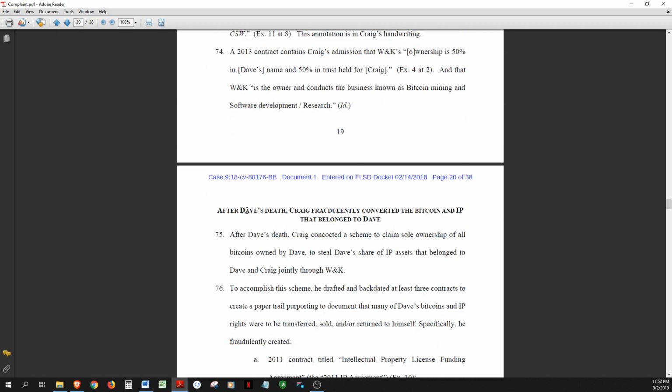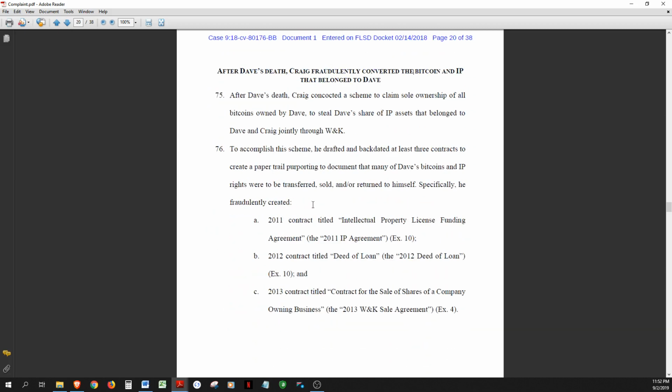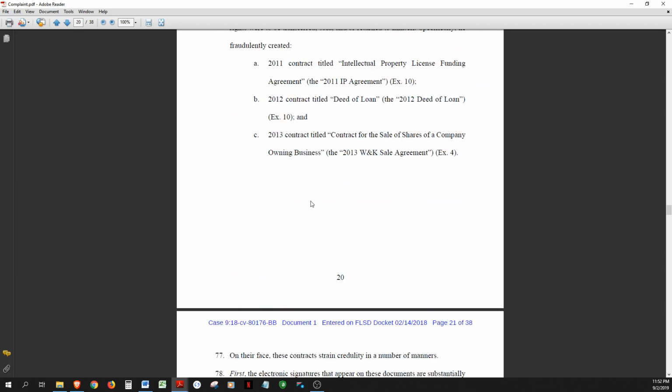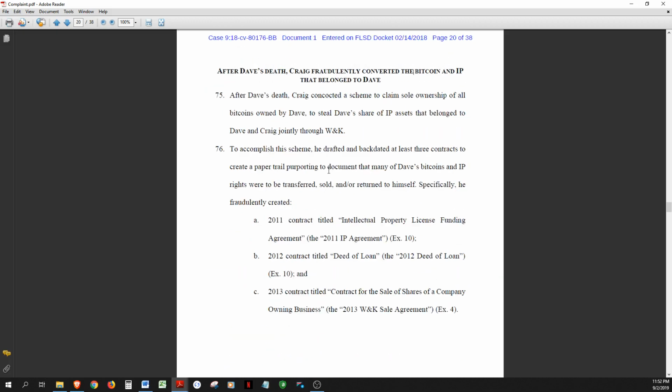So after Dave's death, Craig fraudulently converted the Bitcoin and intellectual property that belonged to Dave. So in short, they set up W&K Defense and Research to mine Bitcoin and develop blockchain technology.